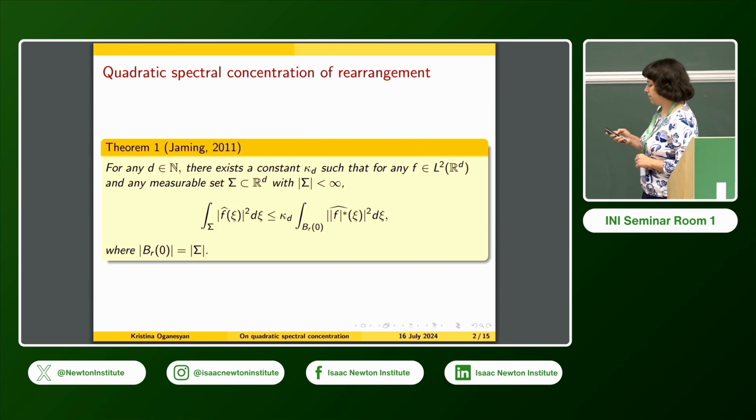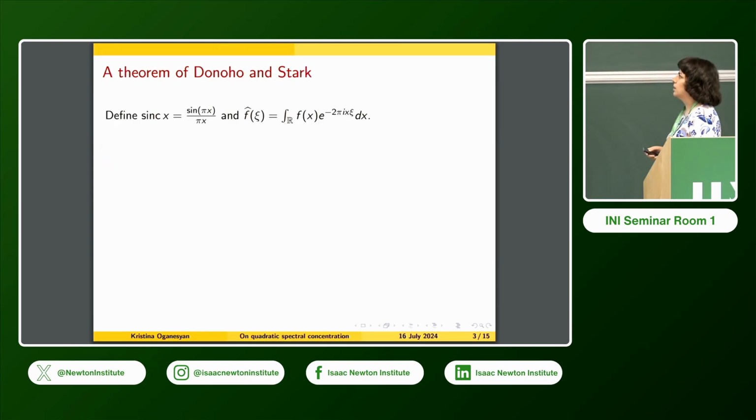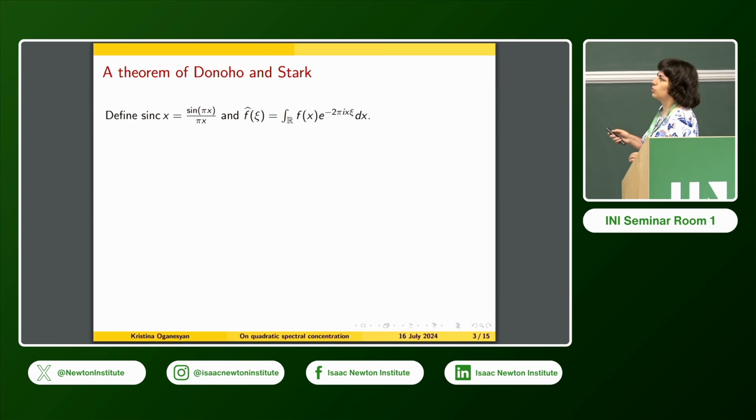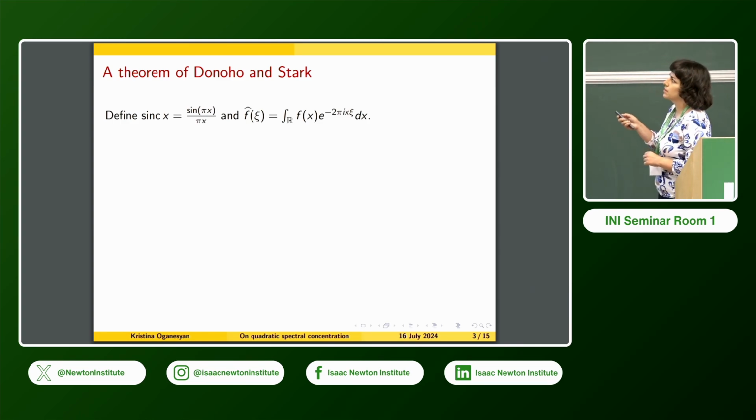Sorry, what is f star? It's the symmetric decreasing rearrangement. From now on, we will deal just with the one-dimensional case, and I will fix this normalization. For me, sinc x will be sine pi x over pi x, and I will choose this normalization for the Fourier transform.